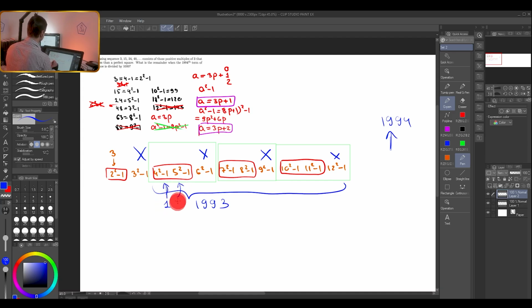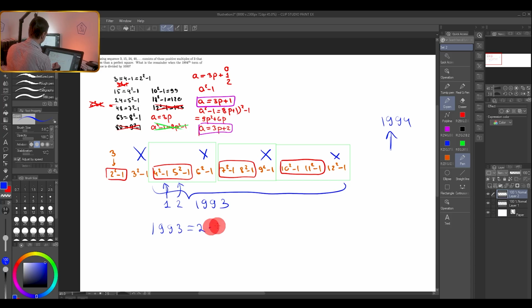And this one, 4 squared minus 1, will be the first term of our sequence, this one will be the second term of our sequence, and we can start from here. In this case we need the term with the number 93. Okay, so how many rectangles will we need to go through to get to the number 93? Each rectangle contains only 2 terms of our sequence. Let's divide 93 by 2.